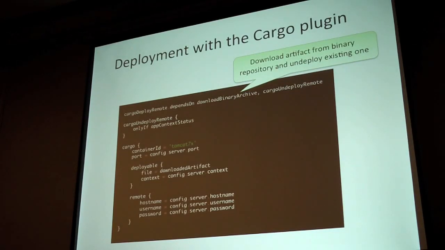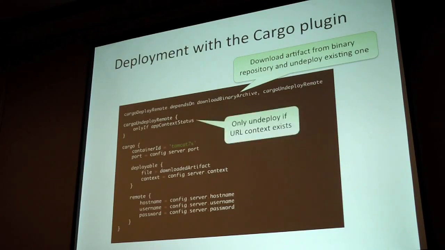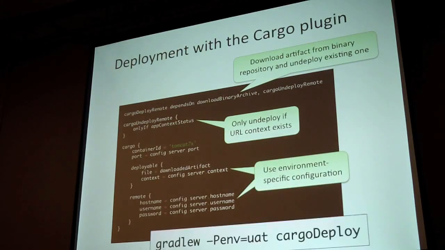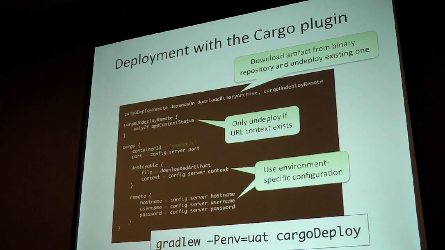I don't show you the closure here that defines that logic in appContextStatus, but just assume it happens. And then all you need to do is provide, again, a specific environment that you want to deploy to, and then simply run the task cargoDeploy.